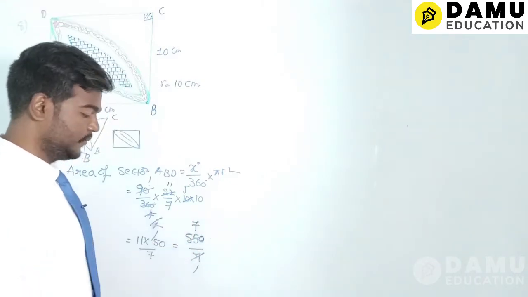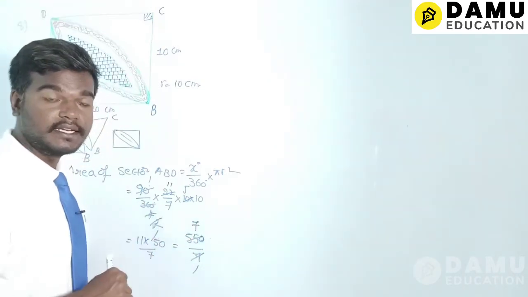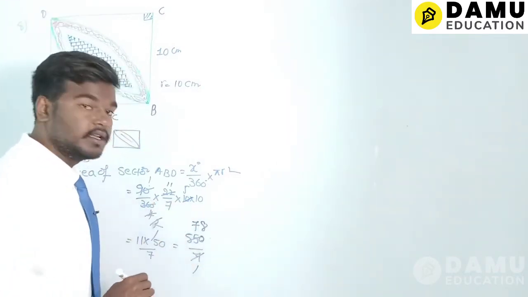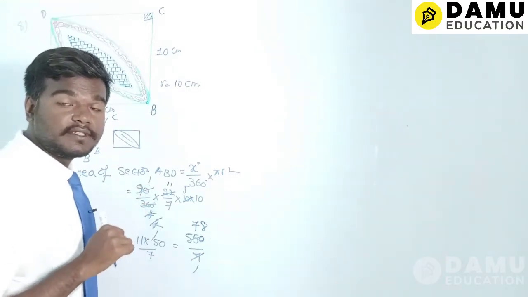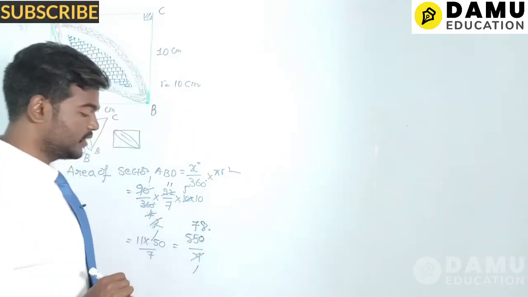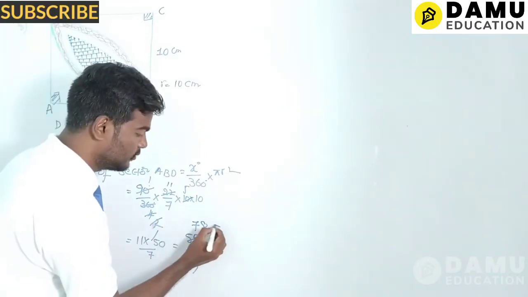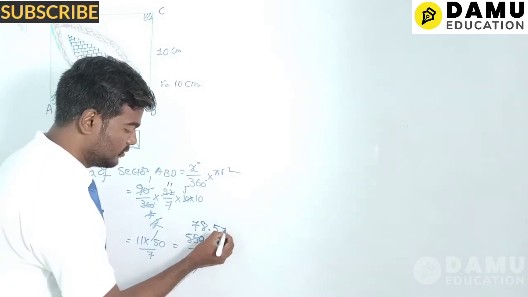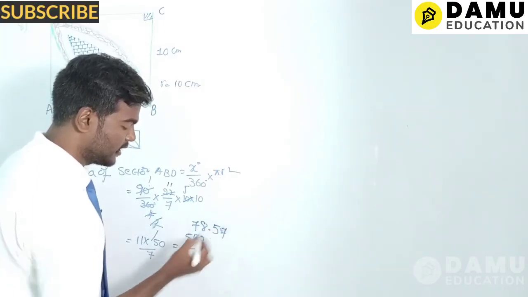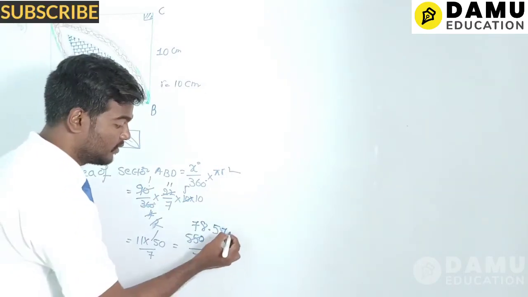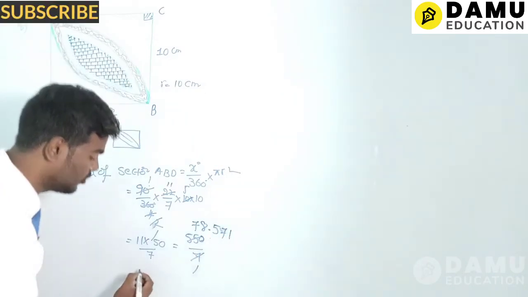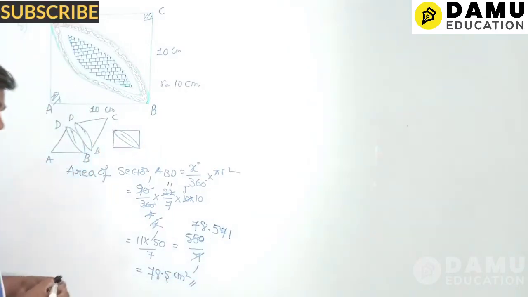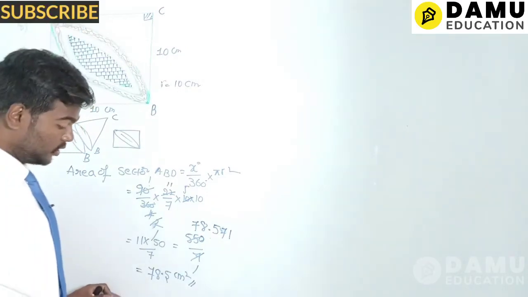7 7s are 49. 60 will be there, because 49 means 5 60. 7 8s are 56, so 60 minus 56 is 4, and 40 point. 7 5s are 35, again 50. 7 7s are 49, again 1, and it will go like that. So let's take 78.5. This is in centimeter square. 78.5 is the required area.